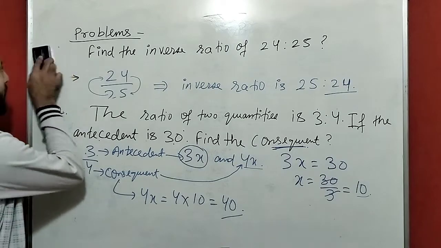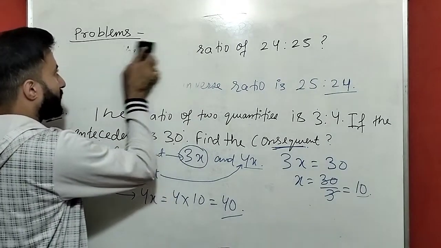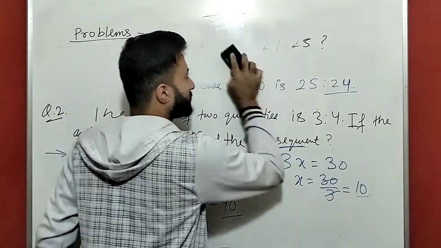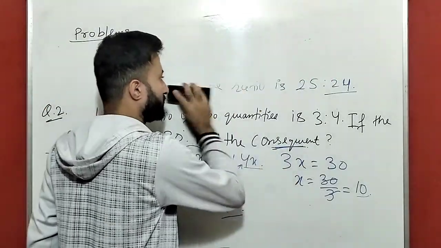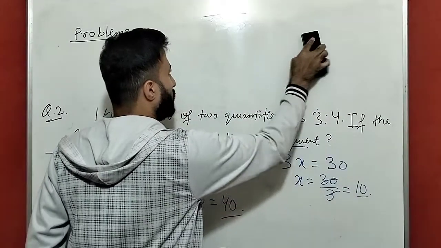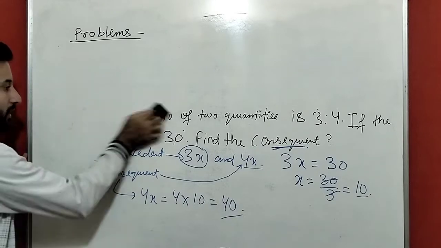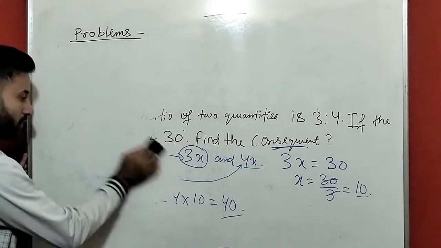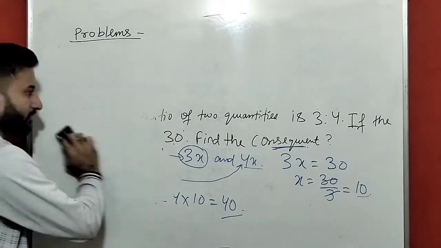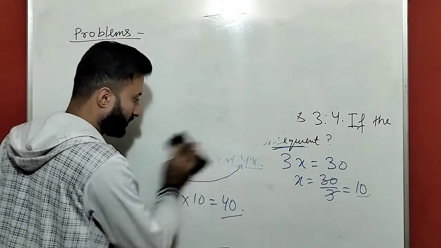Okay, so pause the video and write this. This is very important, question number 2. Whenever you get quantities given in ratio, take it as x. It will become 3x, 4x.